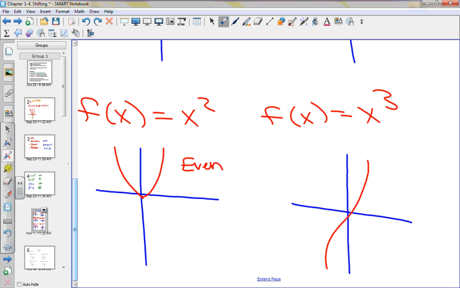Wrong. It's odd. Why is it odd? Because to be an odd function, you flip it over the x-axis and the y-axis, and they'll lay directly on top of each other. That's what an odd function is. Do we understand that? I can literally fold that over the y and fold that over the x, and they'll lay directly on top of each other if I drew it nicely. We all know that.